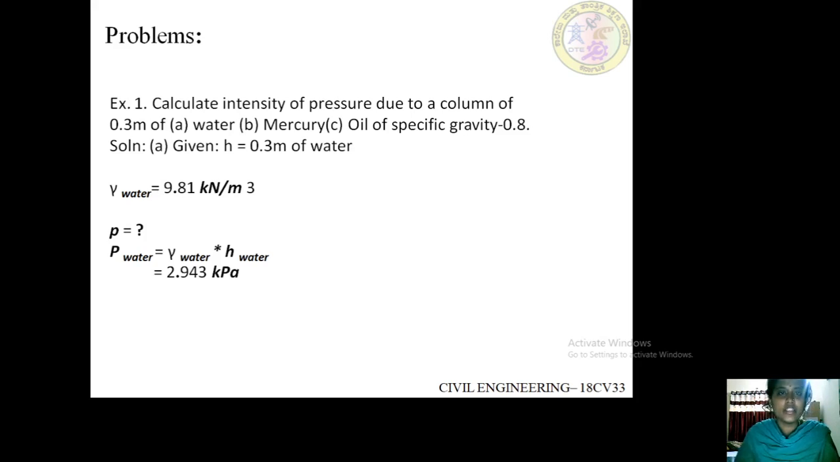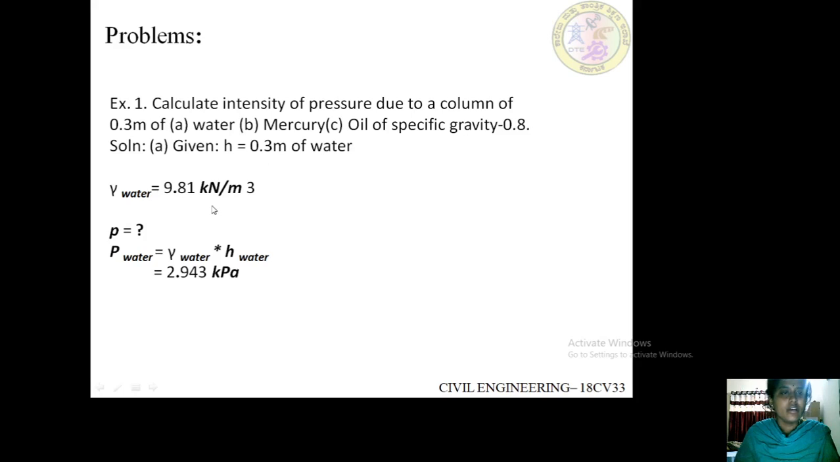Calculate the intensity of pressure due to a column of 0.3 meters of water, mercury, and oil of specific gravity 0.8. Here they have given three different types of liquid, and the column is 0.3 meters, and you need to determine the intensity of pressure. Let us take one by one. The first one is water. H will be equal to 0.3 meters of water.